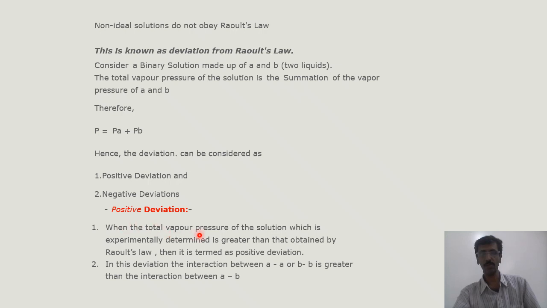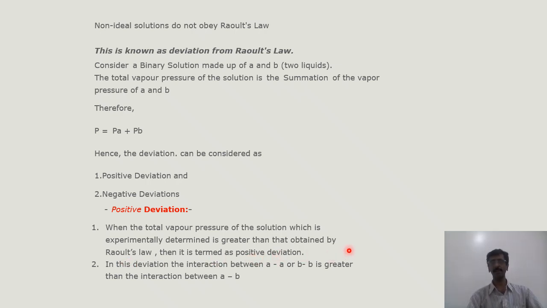When the total vapor pressure of the solution, which is experimentally determined, I'm talking about this total vapor pressure, that means the summation of the partial pressures of all the components present, is greater than the one obtained by Raoult's law, then it is termed as positive deviation.